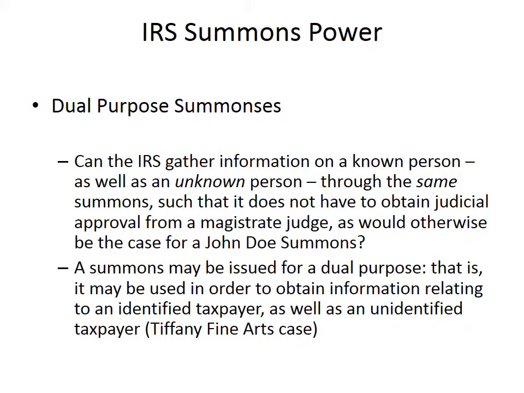In Tiffany Arts, a tax shelter promoter sold shelters to unknown third parties who were investors. The government was able to identify the tax shelter promoter by name and was already auditing him. The government wanted to audit the investors in the promoter's shelters, but it didn't know their names. One can imagine why they probably wanted to investigate the investors.